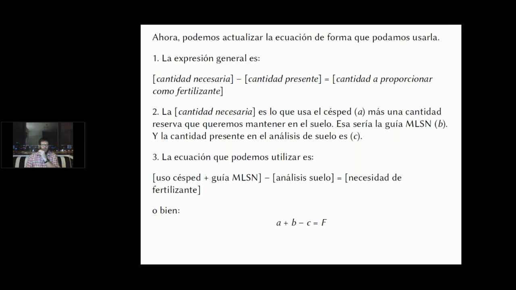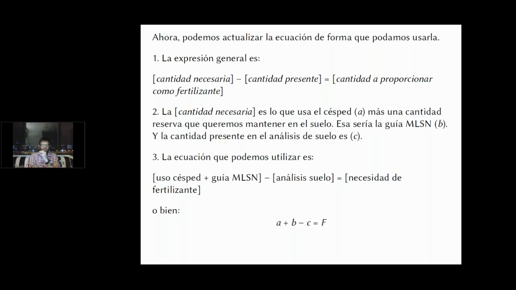The general idea, if you think of it, is the amount we need minus the amount we have. The difference between those is the amount we need to apply as fertilizer. So we've got the amount A, I'm calling A the amount that the grass will use, but if we're using soil testing, we want to keep some in reserve. We want to make sure that there's a buffer of nutrients in the soil, and that's essentially what the MLSN guideline is. So what we're going to do, we're going to add the MLSN amount to the amount we need.